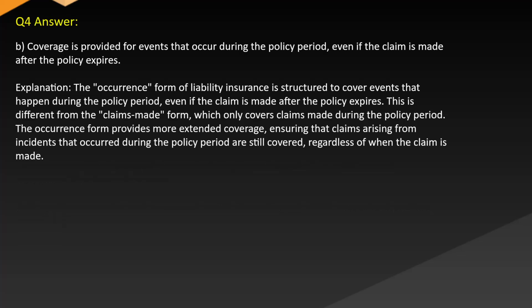Answer. B. Coverage is provided for events that occurred during the policy period, even if the claim is made after the policy expires. Explanation. The occurrence form of liability insurance is structured to cover events that happen during the policy period, even if the claim is made after the policy expires.